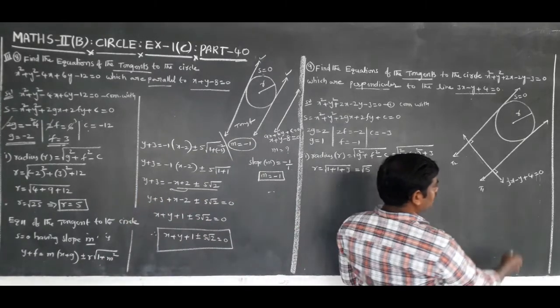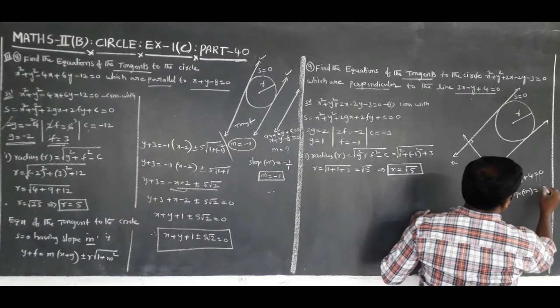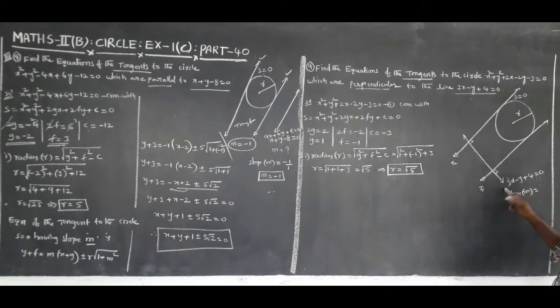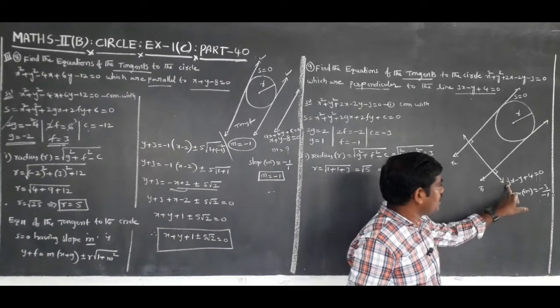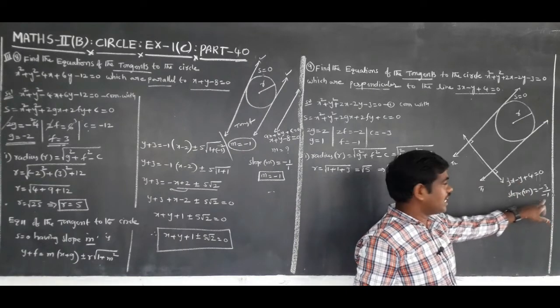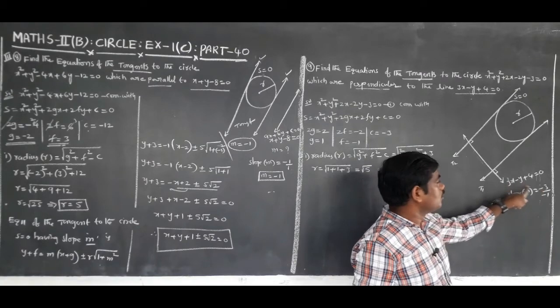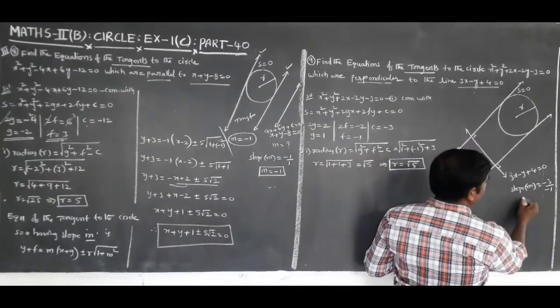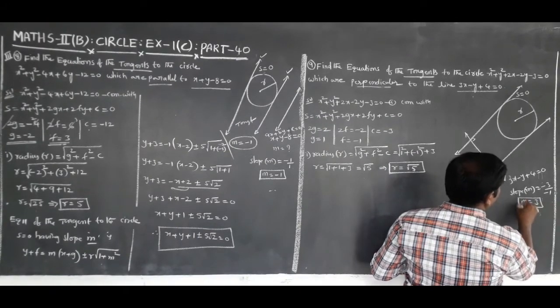Again, find the slope of the line. The slope of the line is equal to -(x coefficient)/(y coefficient). Here the x coefficient is 3 and the y coefficient is -1, so the slope of the line is equal to 3.